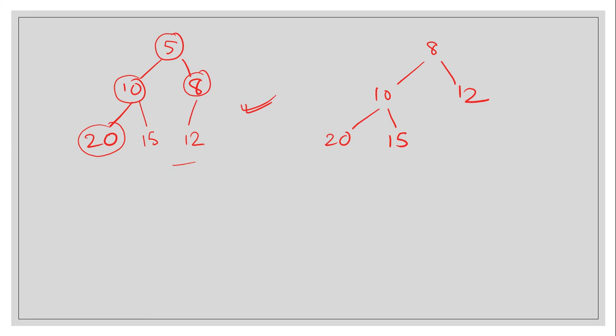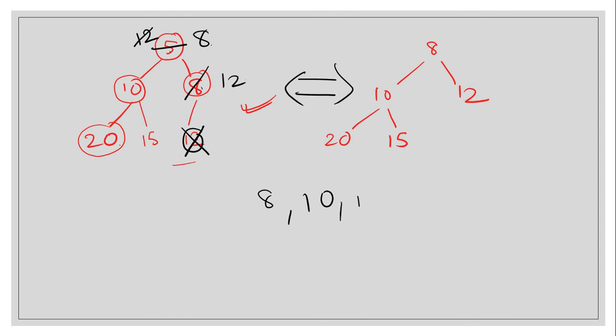So what it would have done, so we removed 5, so it put 12 here and 12 is gone. So it checks which child is minimum. 8 was minimum, so 8 comes here, 12 comes here, and now you see these two are same. So that's why it prints in this order: 8, 10, 12, 20, 15.